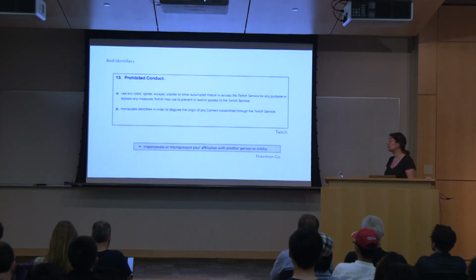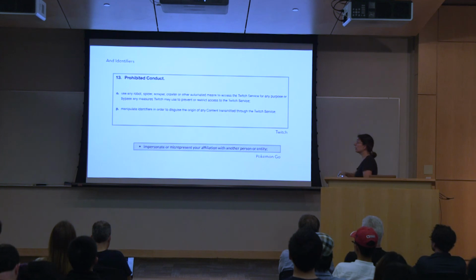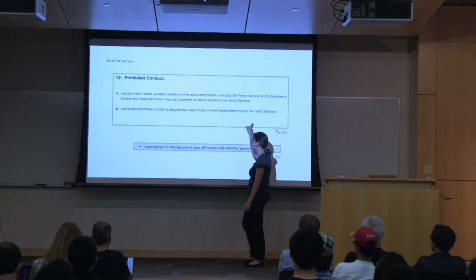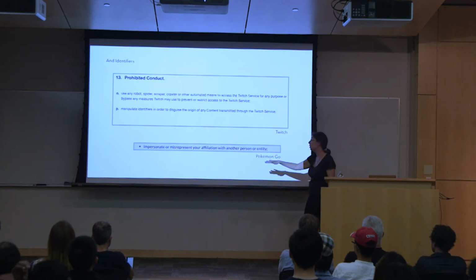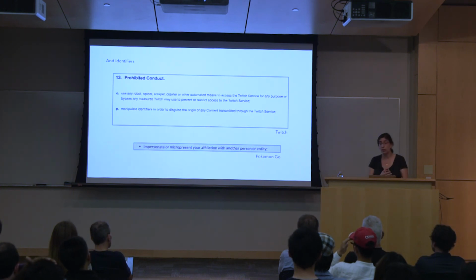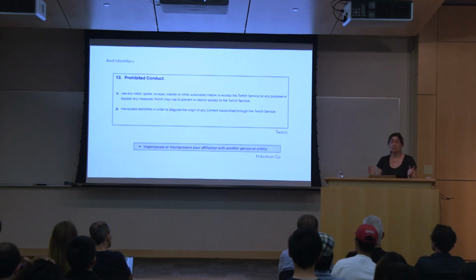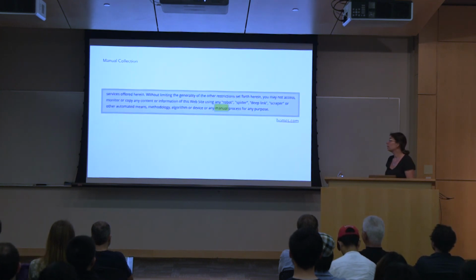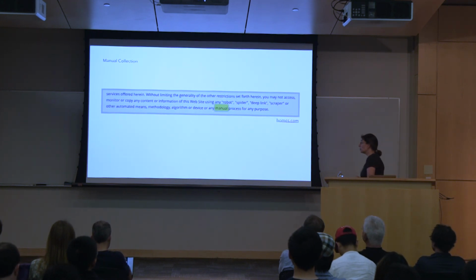Other examples include identifiers. So you're not going to manipulate identifiers or the sock puppets that I talked about earlier to disguise the origin of any content. You're not going to impersonate or misrepresent your affiliation with another person or entity. It turns out on Google, you can have multiple accounts. On Facebook, you cannot. The best terms of service I think I've seen to date have been Wikipedia's, where they encourage you to scrape away. That's not the norm.